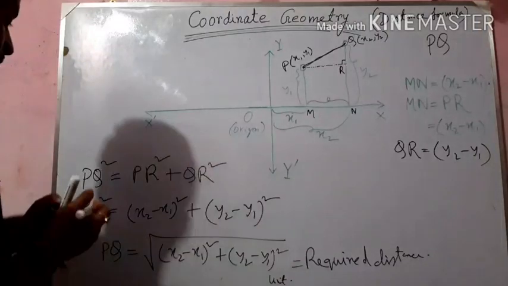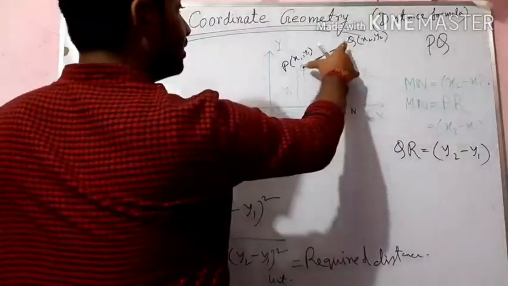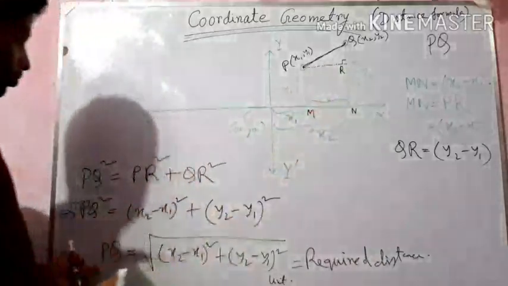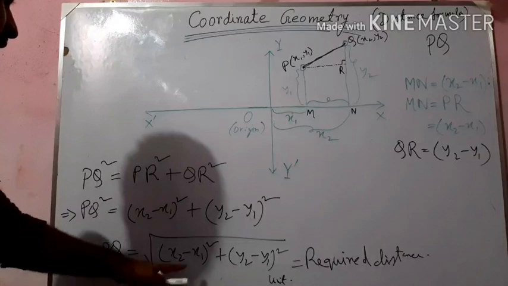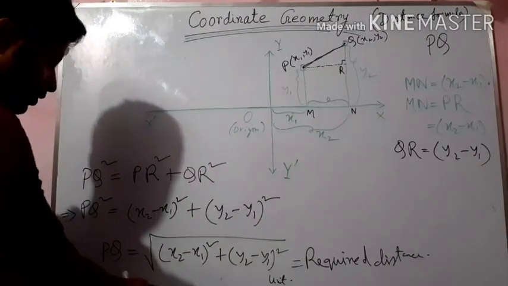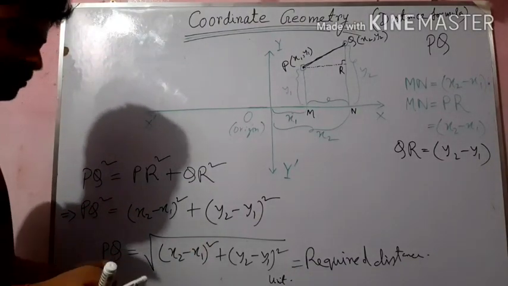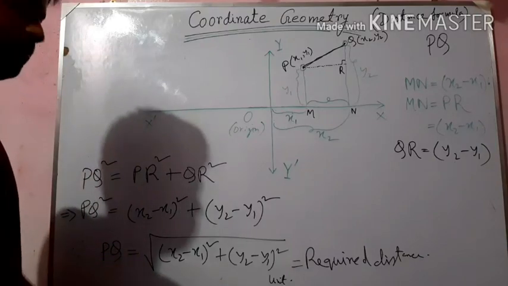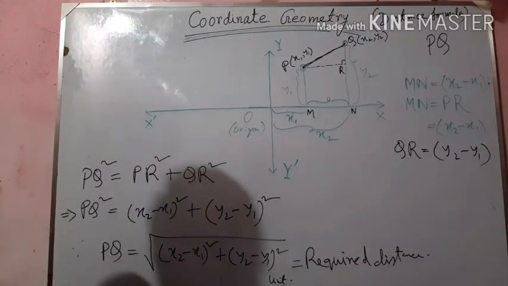now see one thing, since PQ is a line segment, right? So the length of PQ will always be positive. So whatever the value will be after calculation, that will always be positive. Don't give negative because it is a root. Maximum of you used to get confused by writing here plus minus. Don't give minus here because it specifies the distance.